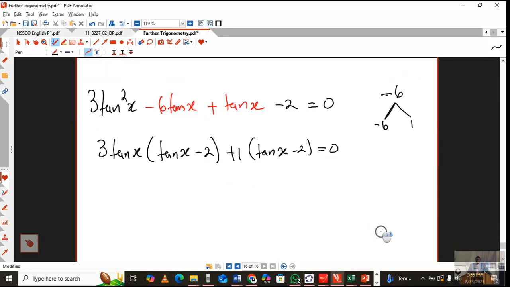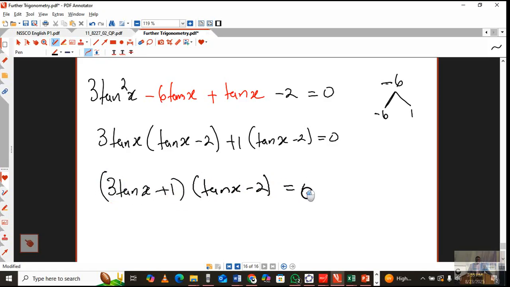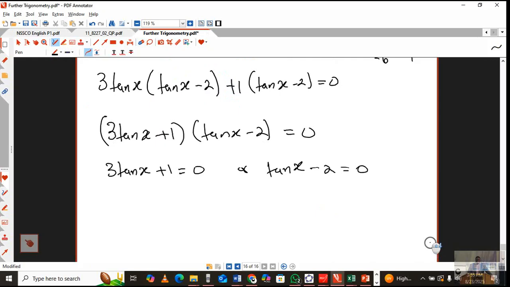Right, so let each of those things equal 0, or let's just take it step by step. So we have 3 tan x plus 1. It's going to be in its own bracket. Then you write the common factor only once. Given that two things give you a product of 0, it means that 3 tan x plus 1 is equal to naught, or tan x minus 2 is equal to naught. All right, so what do we have for tan x?